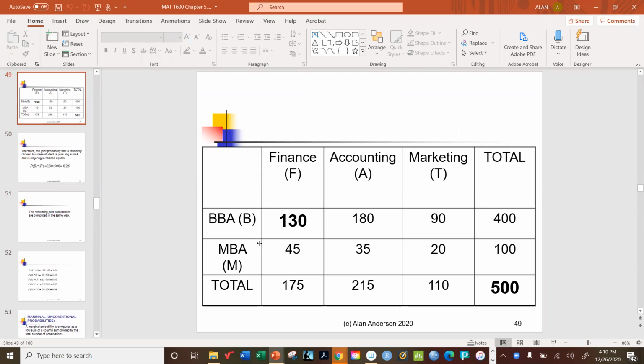A joint probability is the probability of two events both being true at the same time. For example, what's the probability that a randomly chosen student from this student body is getting a bachelor's degree in finance? Now, of course, that means two different things are true. That means that they're getting a bachelor's degree, which comes from this first row, and they're studying finance, which comes from this first column. At the intersection, we find there are 130 students who are getting a bachelor's degree in finance. And when you divide that by the grand total of 500, you come up with a probability of 0.26 or 26%. So this is referred to as a joint probability because two different things are true at the same time.